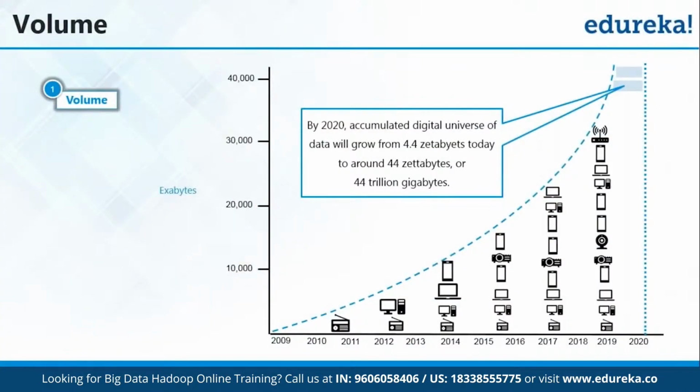So starting with the first V, it's the volume of data. It's tremendously large. If you look at the stats here, you can see the volume of data is rising exponentially. So now we are dealing with just 4.4 zettabytes of data, and by 2020, just in 3 years, it is expected that the data will rise up to 44 zettabytes, which is equal to 44 trillion gigabytes. So that's really, really huge.